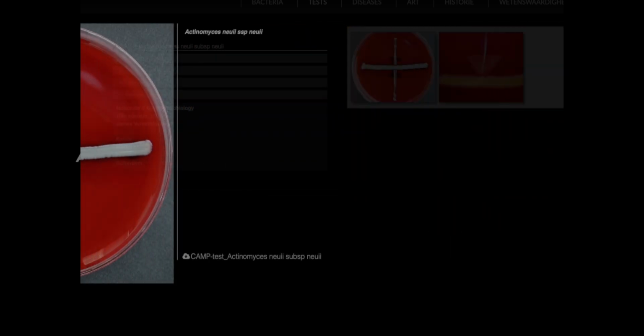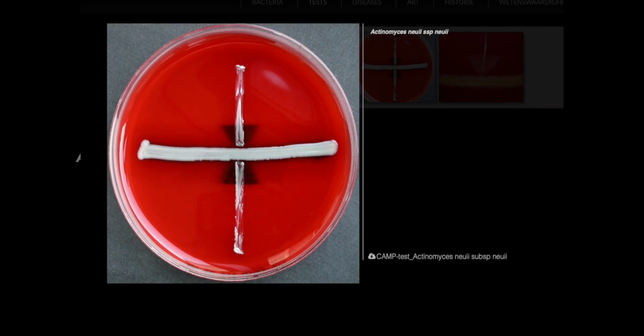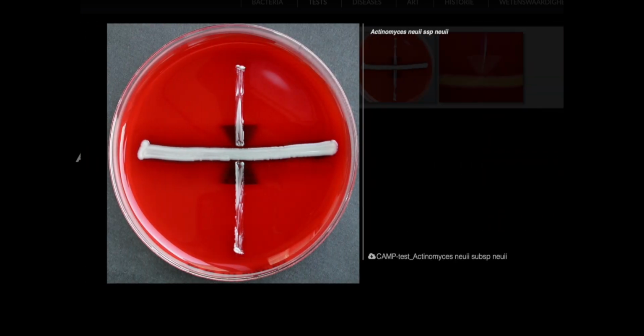the Staphylococcus aureus streak. This synergistic effect is due to the interaction between the beta-hemolysin produced by Staphylococcus aureus and the extracellular CAMP factor protein produced by Actinomyces neuii subspecies neuii. This phenomenon was first observed and described in 1944 by Christie, Atkins, and Munch-Petersen, who initially identified it in Streptococcus agalactiae.